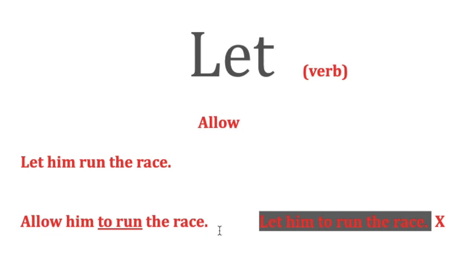So if by any chance you get tempted to use "to" along with the verb "let" and you form a sentence, "let him to run the race", it means you're forming an incorrect expression. So remember this, we forget about using "to" with the infinitive verb when we are sticking with the use of "let".